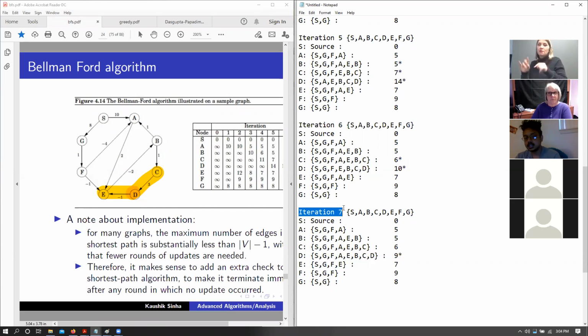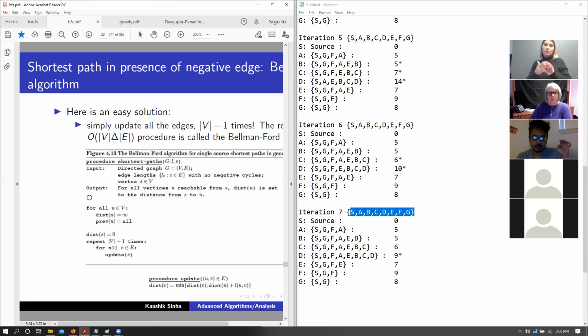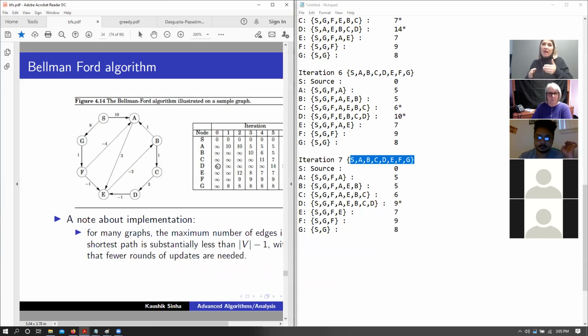And since it is iteration number 7, and we have 1, 2, 3, 4, 5, 6, 7, 8 vertices, we stop here. Because remember that for our algorithm, we only iterate for V minus 1 times. And once we iterate for V minus 1 times, that is 8 minus 1 times, we are guaranteed to find the single source shortest path from this particular vertex S.